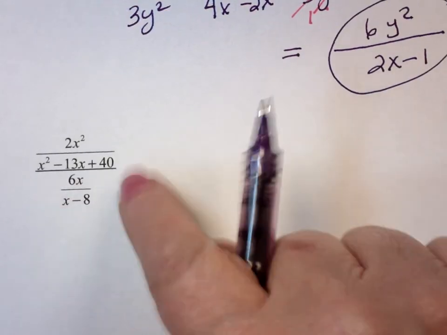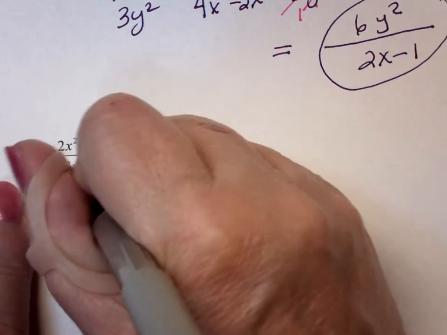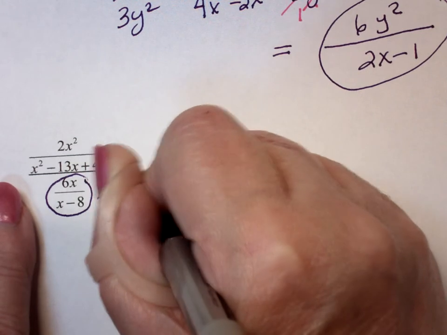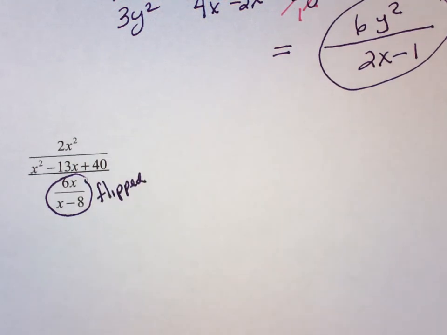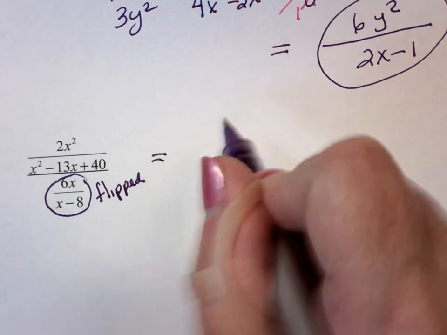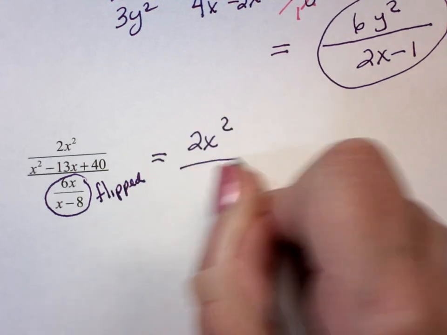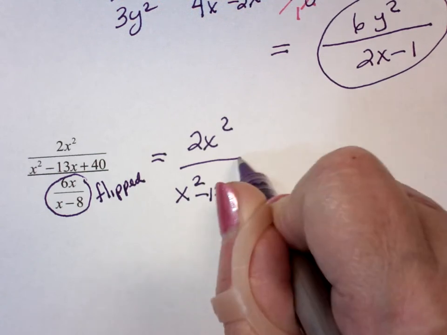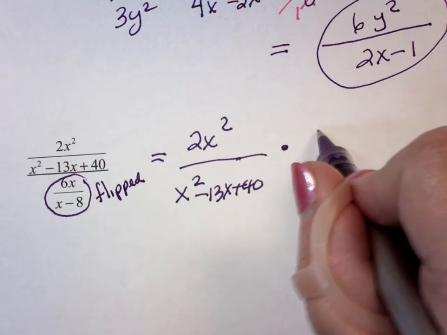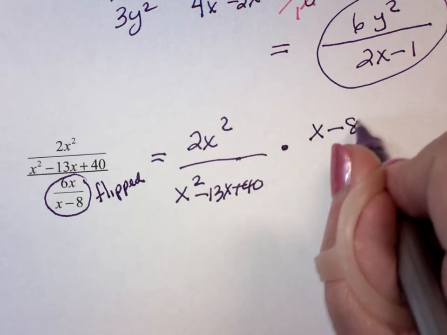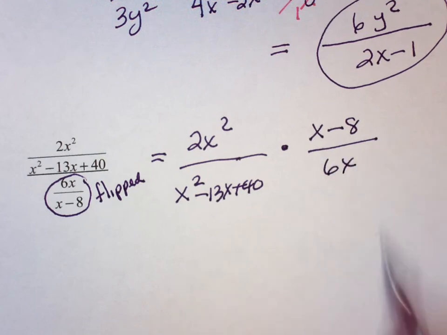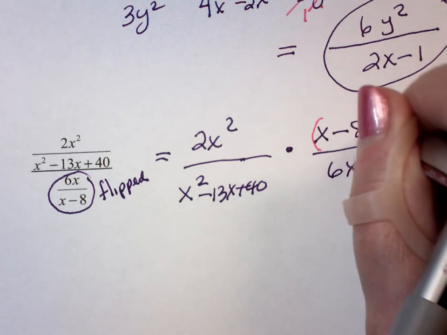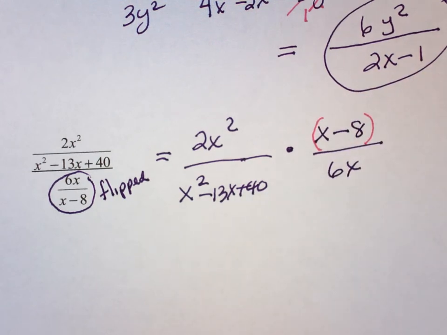Now, as you notice, when I write this as division, this is the guy that gets flipped. So I can skip that first step with the division symbol and just say this turns into 2x squared over x squared minus 13x plus 40 times, flip that denominator, x minus 8 over 6x. Now remember, this x minus 8, because of the subtraction, it forms a block. So you can't reduce it.